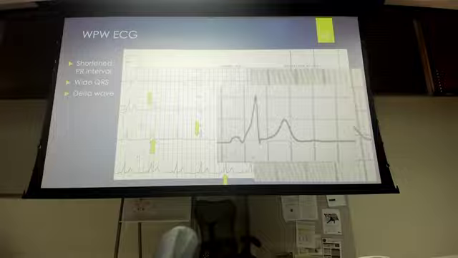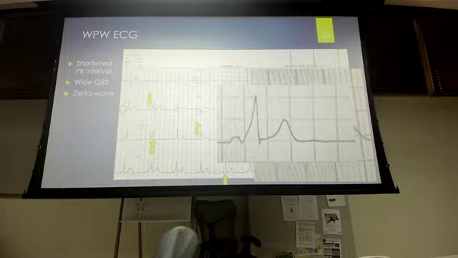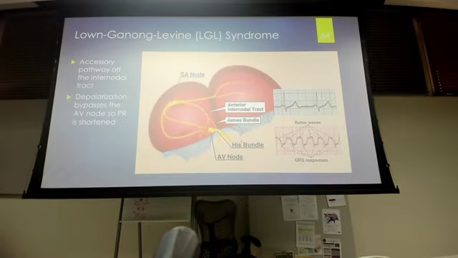You can see how it might be difficult to see this delta wave, and in real life, it is also difficult. So I want you to at least be able to look and say, hey, I've got a short PR interval. And if I've got a short PR interval, there's a problem. My number one is going to be WPW, and my number two is going to be Lown-Ganong-Levine. And I'm going to get some electrolytes on these patients as well. So Lown-Ganong-Levine is an accessory pathway around or off the internodal tracts. It goes around the AV node.